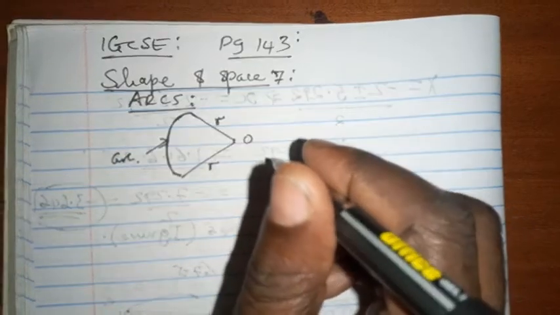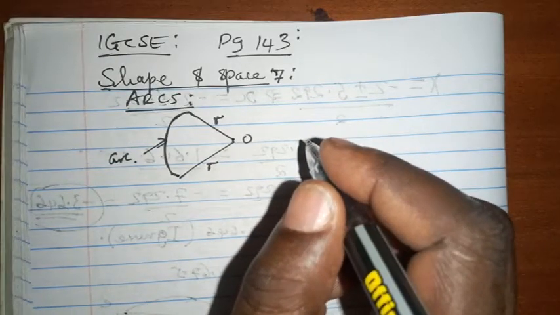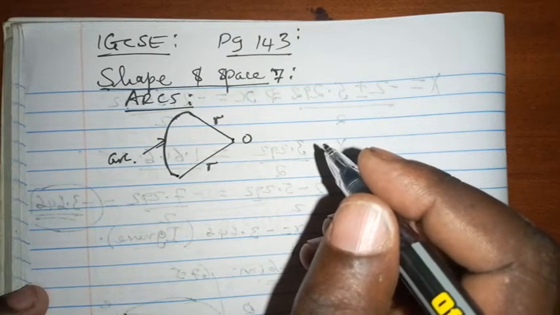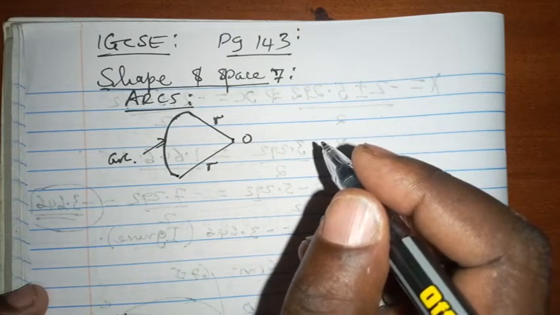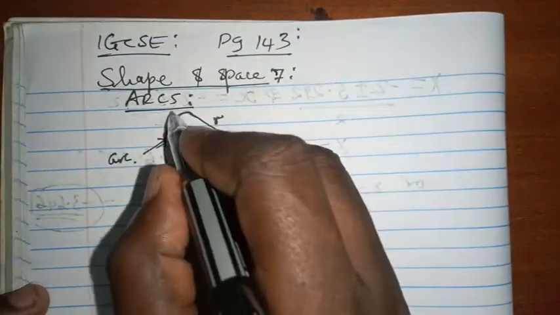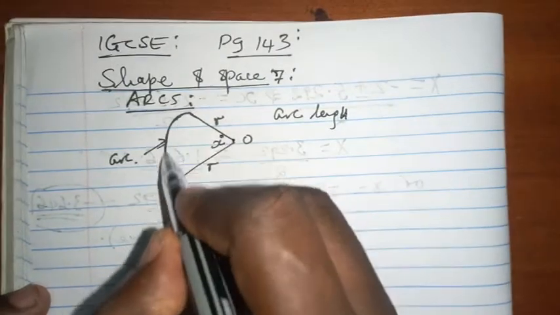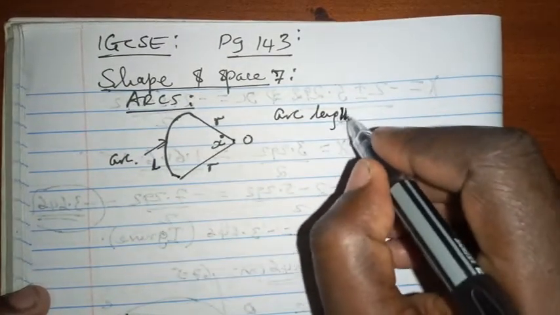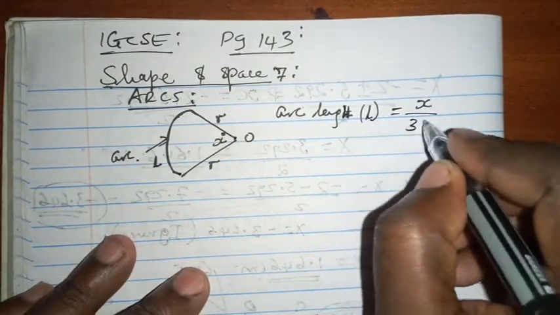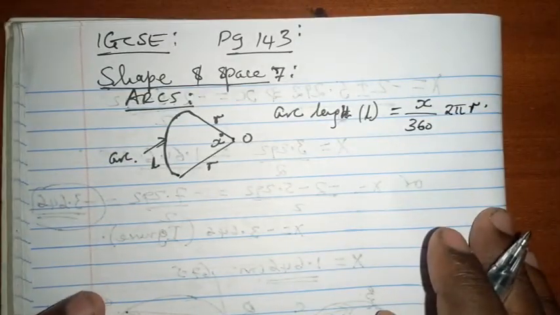The arc length is determined by the angle at the center, and it is actually part of the whole circumference. Now, the size of the arc length is determined by the angle at the center. So, the arc length L, for instance this one, is a fraction x out of a total 360 of 2 pi r. It's a fraction of the circumference.